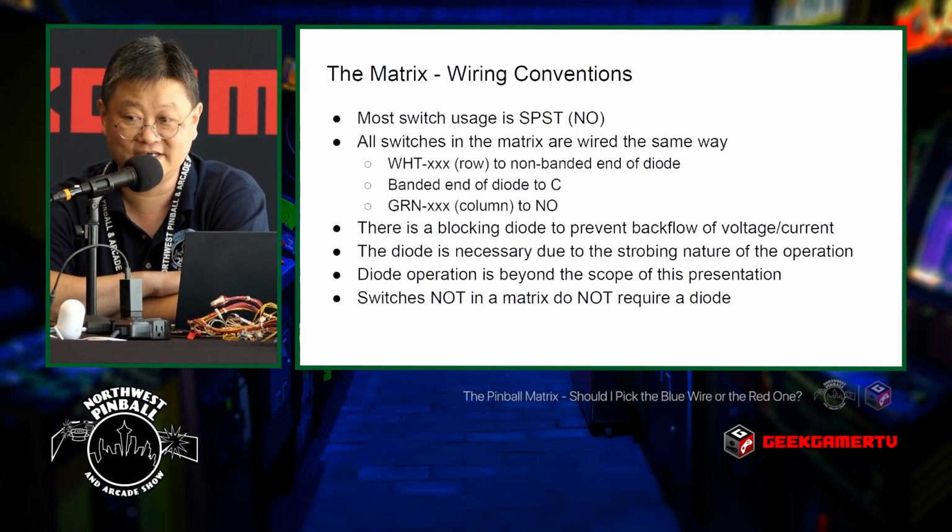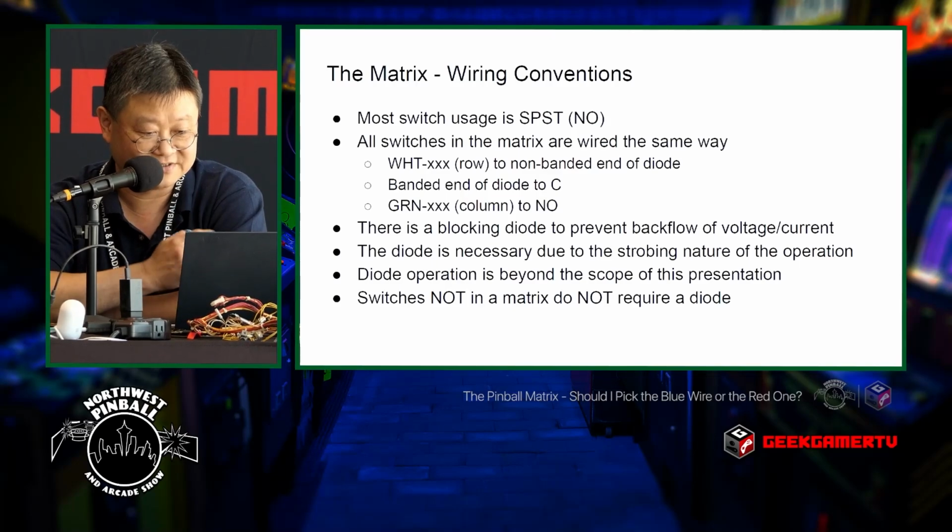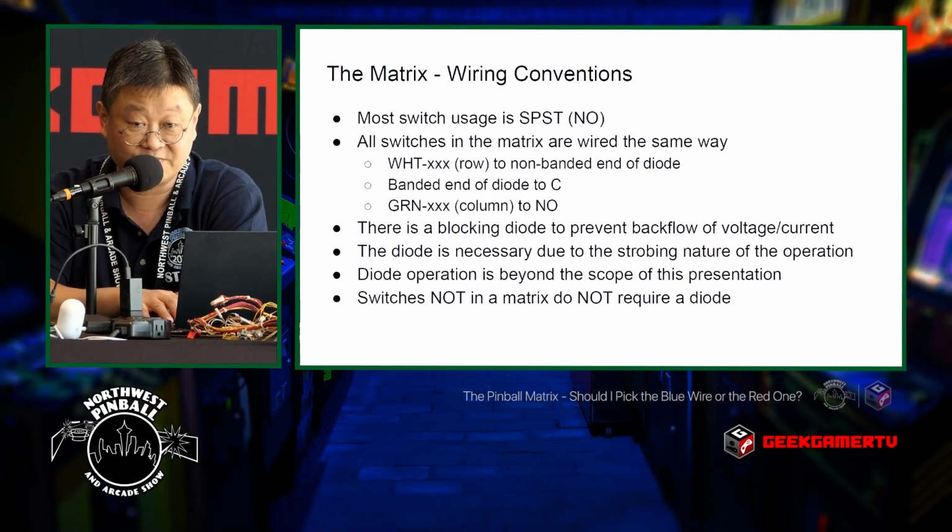There's a blocking diode, again, talked about. The diode is necessary due to the strobing nature of the way the operation works. Diode operation is beyond the scope. Switches not in a matrix do not require a diode.